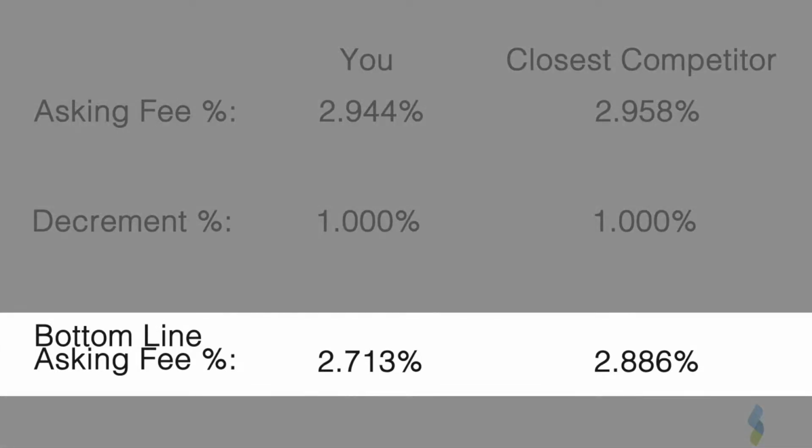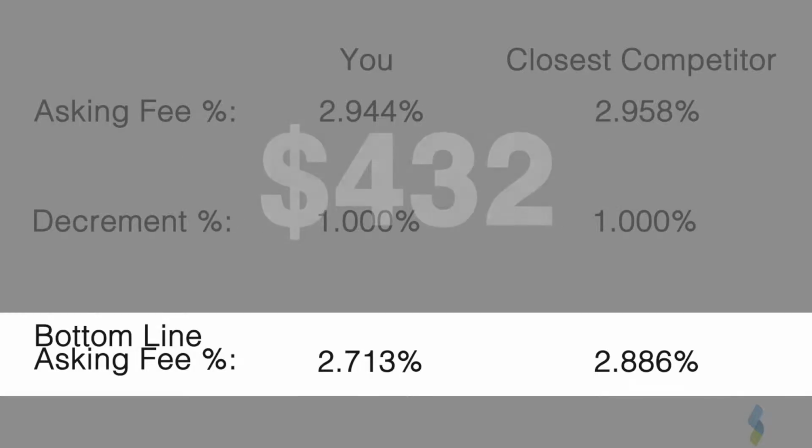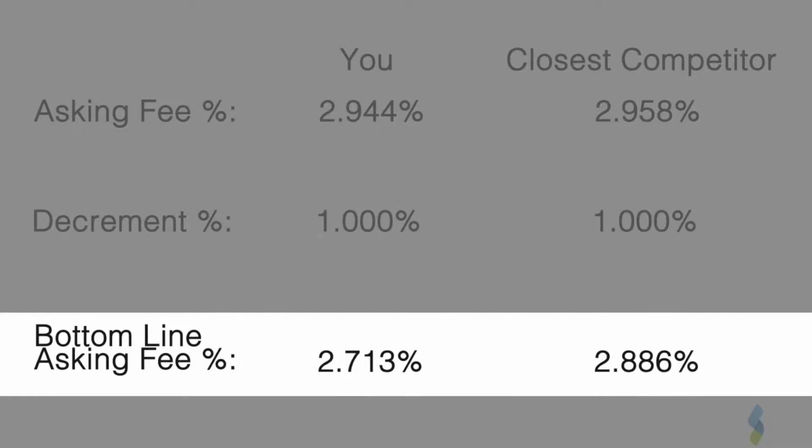But look carefully here. You're beating the closest competitor by a difference of 0.173%, which is a difference of approximately $432 if we're talking about a property worth $250,000. That's a good chunk of change. So instead of giving out that $432 unnecessarily, you can still beat your competitor by applying the decrement percent parameter. Let's see how PriceSetter does the math.